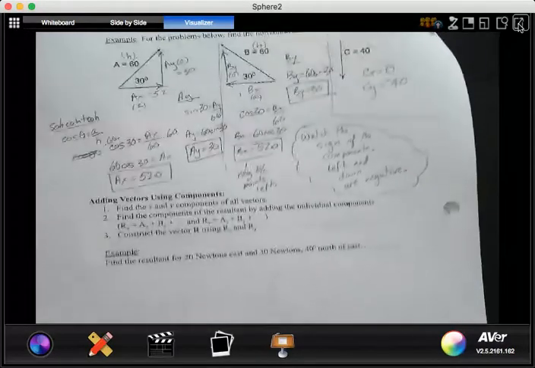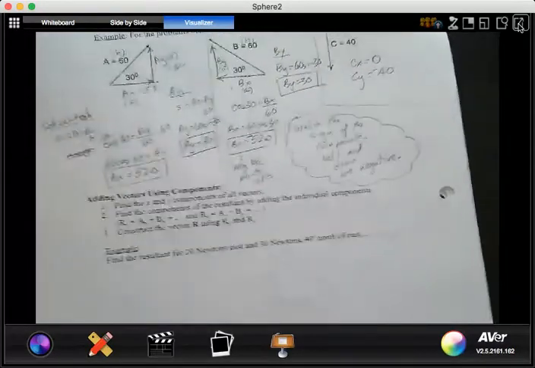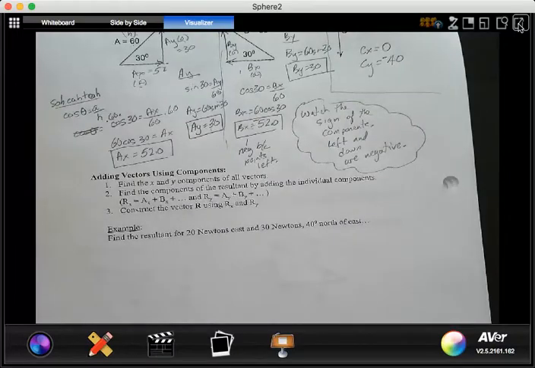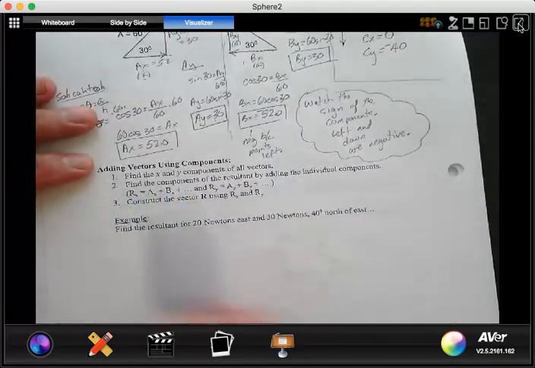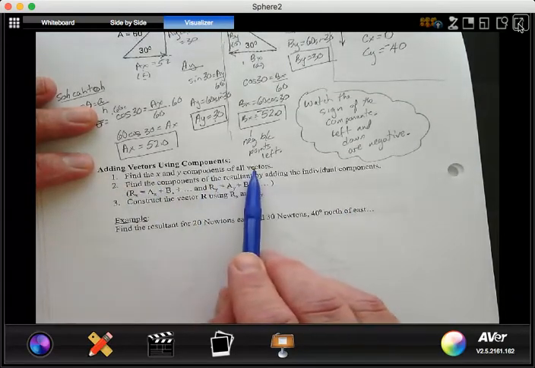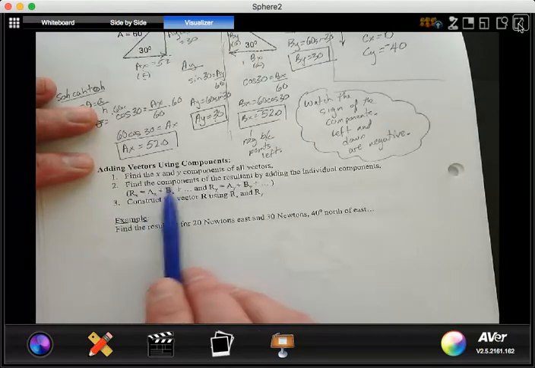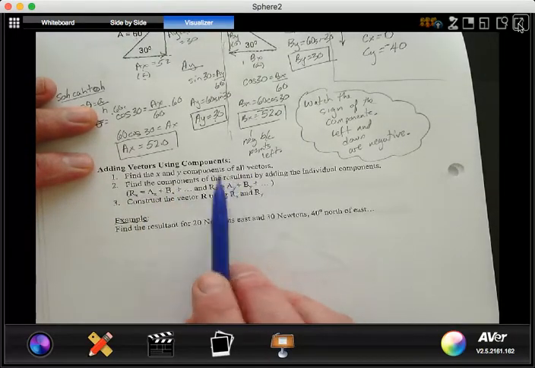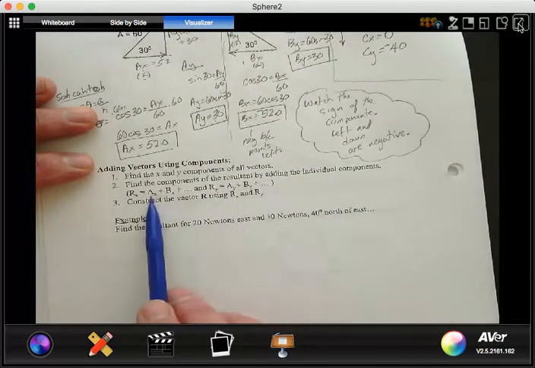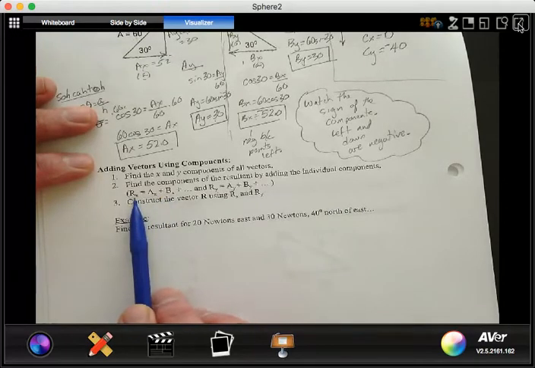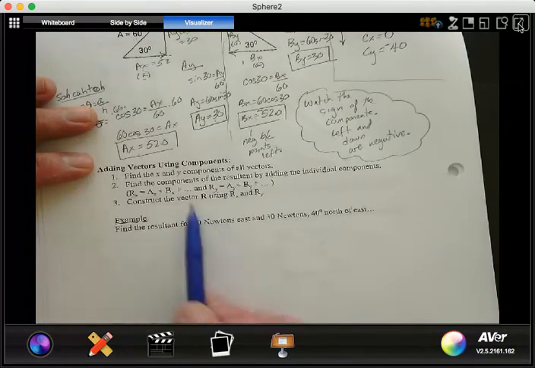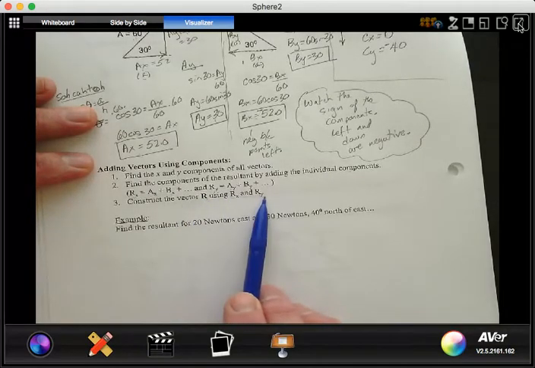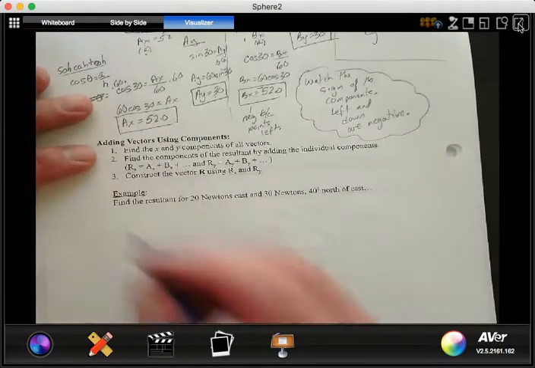All right. Now, adding vectors using components. All right. And again, the steps may not make a whole lot of sense until we do one. The first step is to find the X and Y components of all the vectors. The second step is to find the components of the resultant by adding the individual components. So once we know AX and BX, we add those up to get RX. AY and BY, we add those up to get RY. And then we construct the vector R using the RX and the RY. So step one.